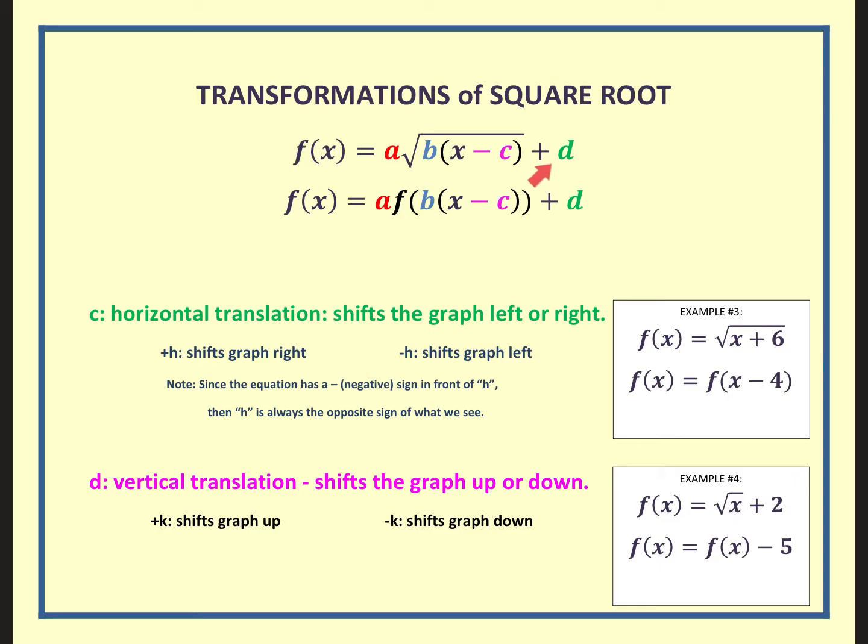Now, what about if it's outside? So notice this D is not under the radical or in the parentheses. And I've seen the D also, some will put it in the front. Notice that it's plus or minus from the equation. This is your vertical translation that's going to shift the graph either up or down. But it does exactly what you see. This graph is going to go up 2 and this one's going to go down 5.